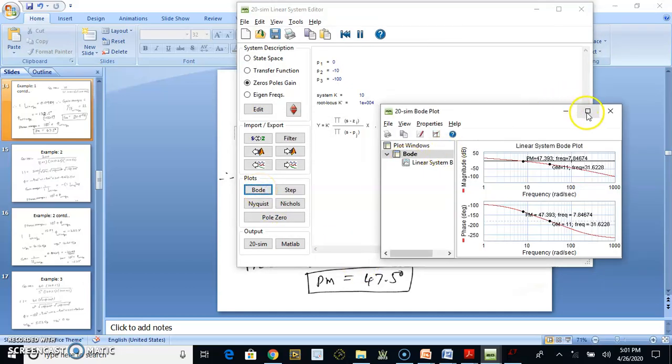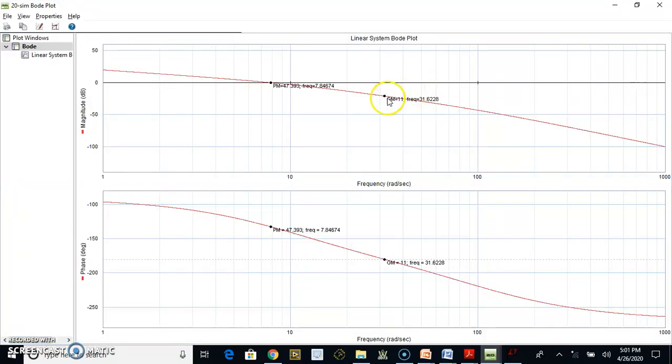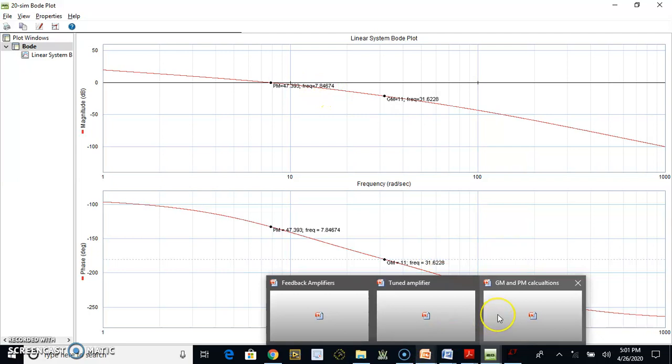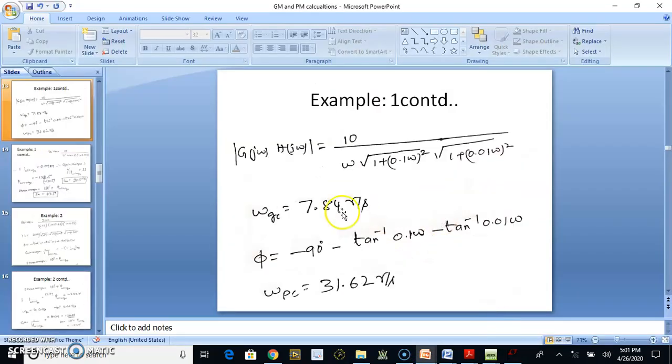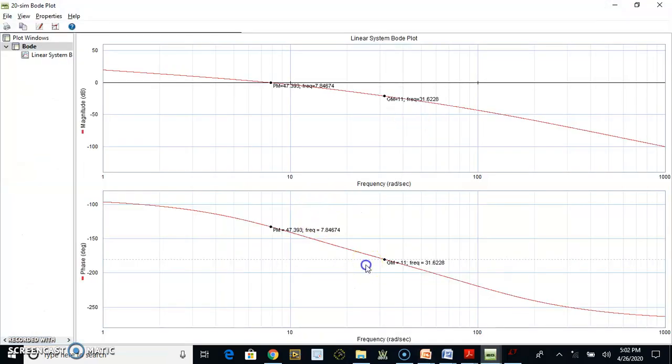Let us see the Bode plot. We can see here the gain crossover frequency, which is 7.8. You can see 7.84 is the omega gc, and omega pc is 31.62. Let us see what omega pc is. You can see this is 31.62. It is the frequency at which the phase is minus 180 degrees.